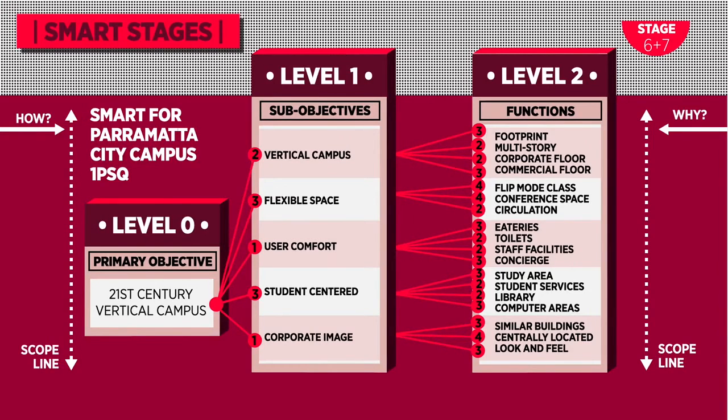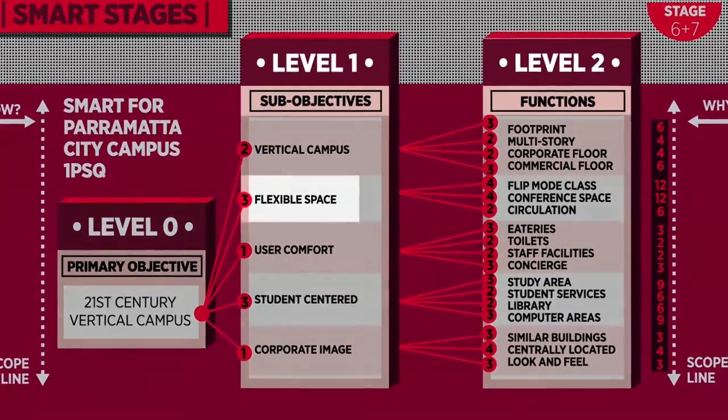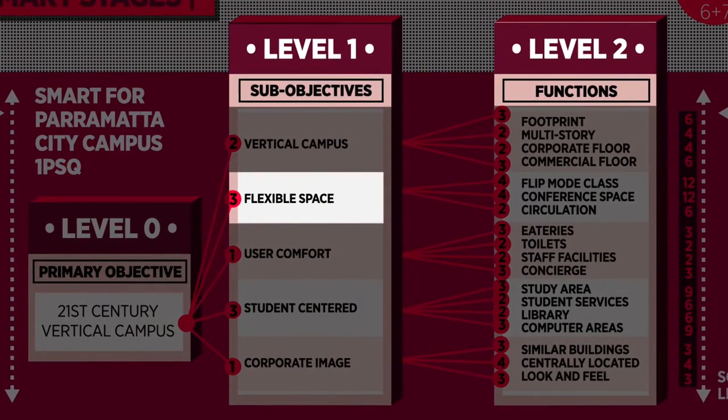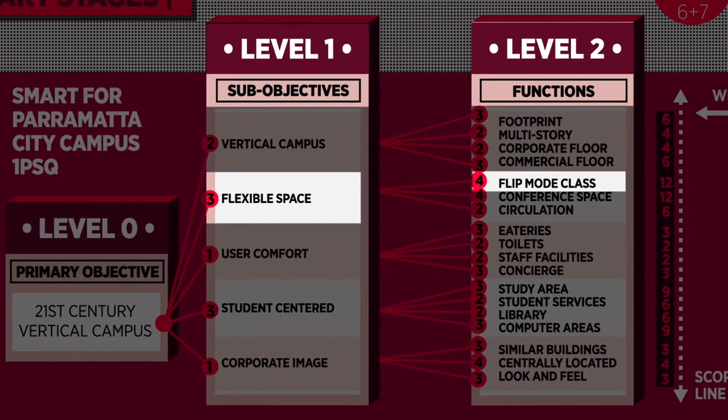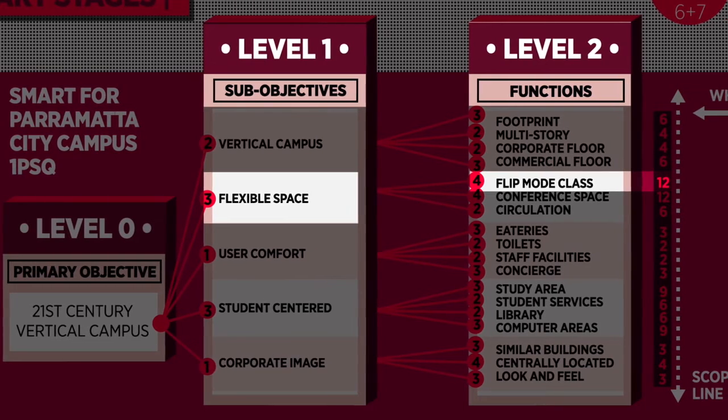The next step is to calculate the final rank of each function. Now multiply the level 1 score by the level 2 score of one function to get the final rank for that function. For example, the level 1 objective flexible spaces has a score of 3. In order to calculate the rank score of the function flip mode classrooms, you need to multiply its score of 4 by 3. Rank score of flip mode classrooms equals 3 times 4 equals 12.